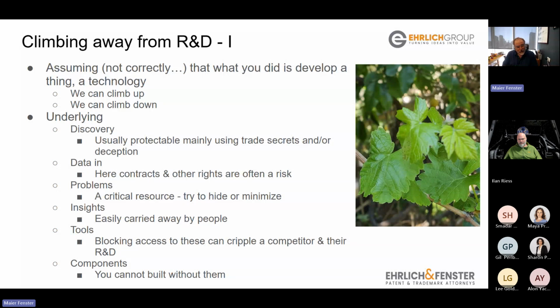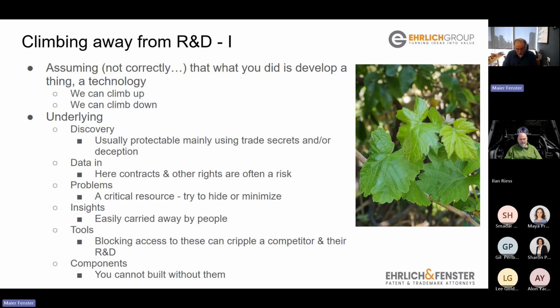First, let's look at what happens below the level of what we actually developed. There can be a discovery. There can be data that we're using. There can be problems. We know what problem needs to be solved. There can be an insight. We have an insight that we're using. An insight is not the solution, and sadly, it's not protectable using a patent. But it's definitely a place which might be the critical part.